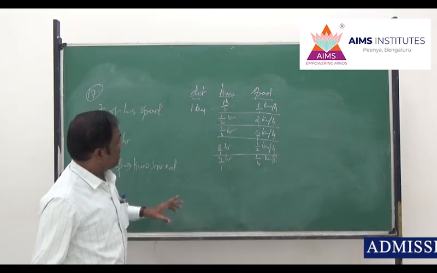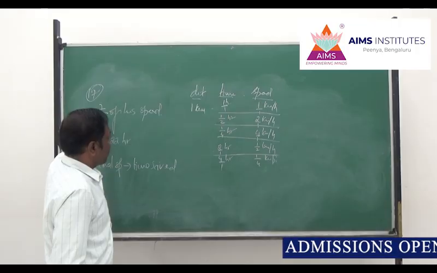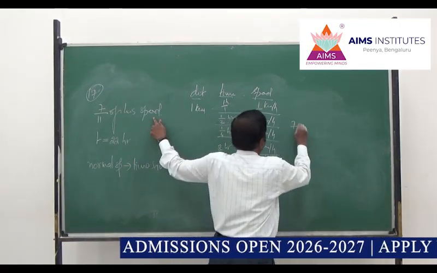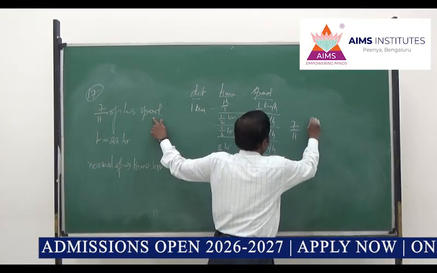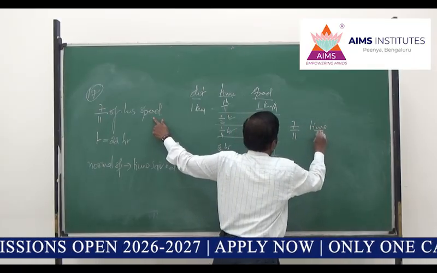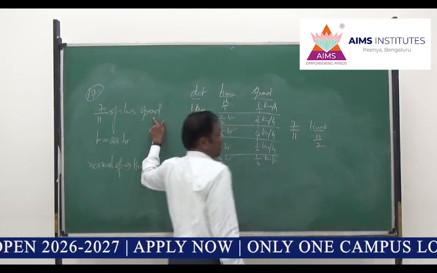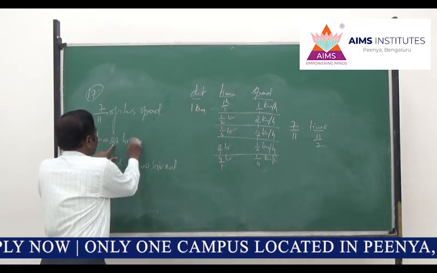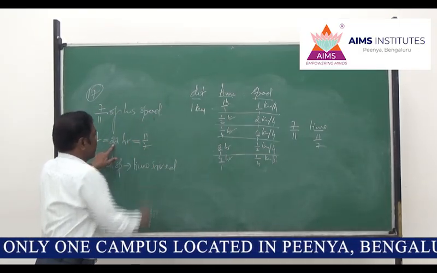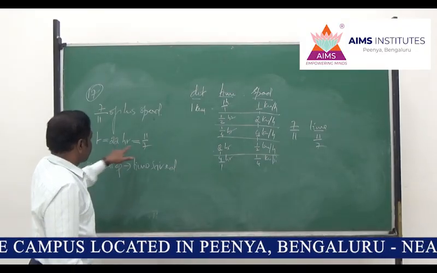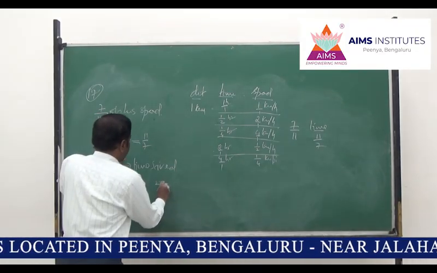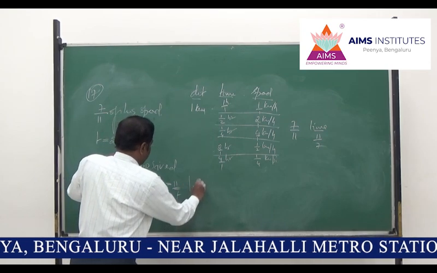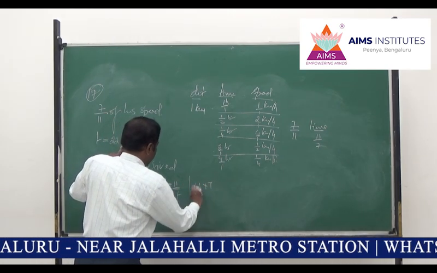Now, what is the speed mentioned here? 7 by 11. If the speed is 7 by 11, the speed is 11 by 10, then the time taken is 11 by 7. Time taken is equal to 11 by 7. Now you will know the exact thing. It means 27 is equal to 11 by 7. Now 22 into 7 by 11.